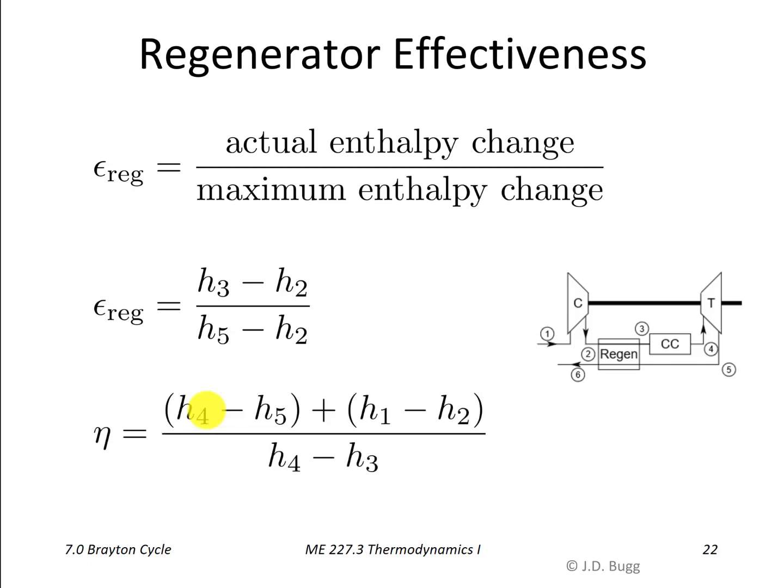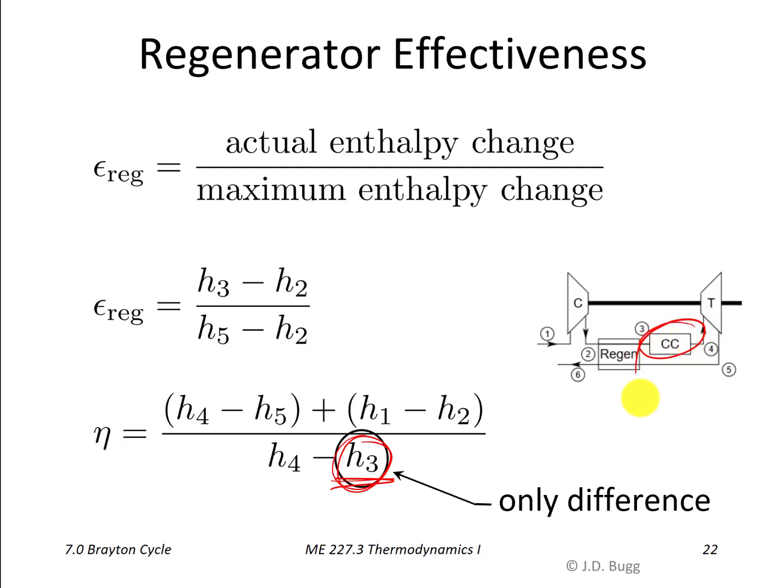So going back to our thermal efficiency, we've just revisited the expression for thermal efficiency based on the enthalpy changes in the compressor, the turbine, and the combustion chamber. So a regenerator is essentially changing this. It's changing that number, and that's the only difference in this efficiency expression as a result of the regenerator. So it's making the denominator smaller, and so the efficiency will increase because we have to add less heat in the combustion chamber now.